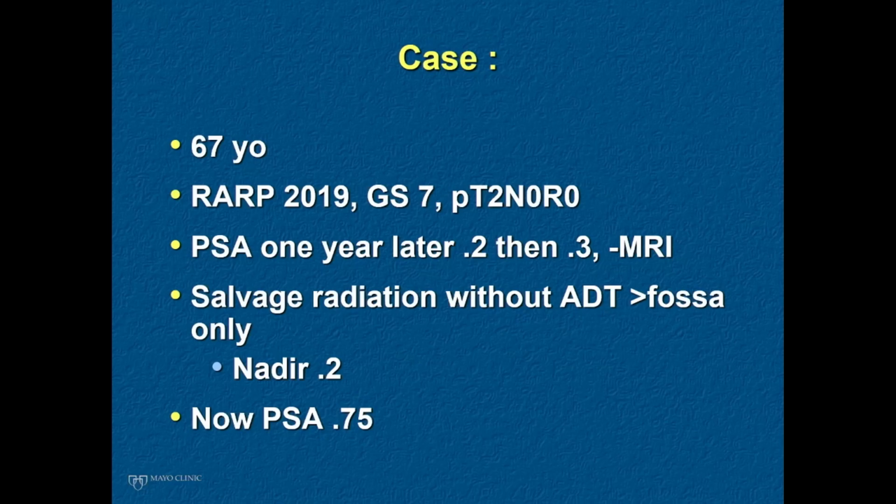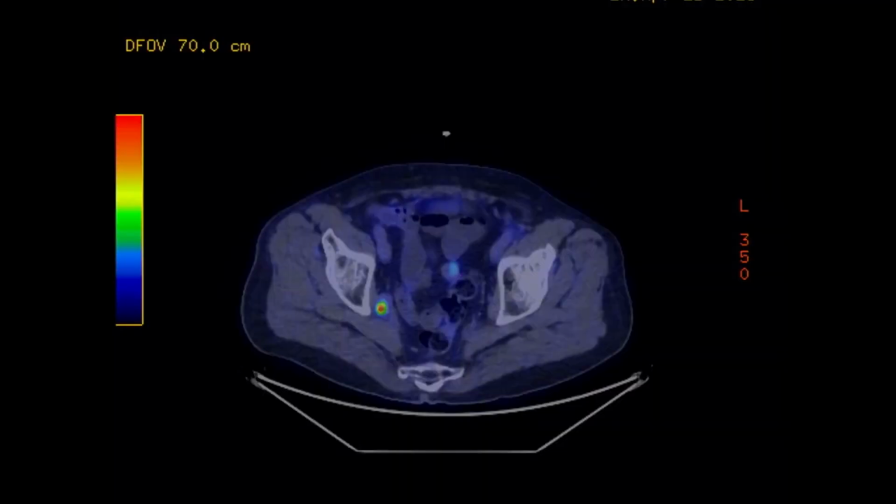So kind of a similar type of thing here where the patient had Gleason 7, PSA 1 year later 0.2, then 0.3, negative MRI. With the negative MRI, he still underwent salvage radiation without ADT, fossa only. Nadir PSA went to 0.2 only. Subsequently, PSA started rising, PSA 0.75. You could see the PSMA PET scan.